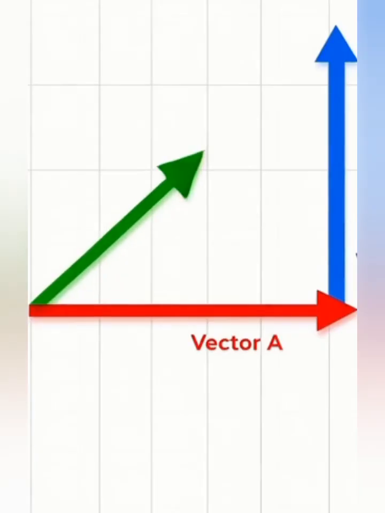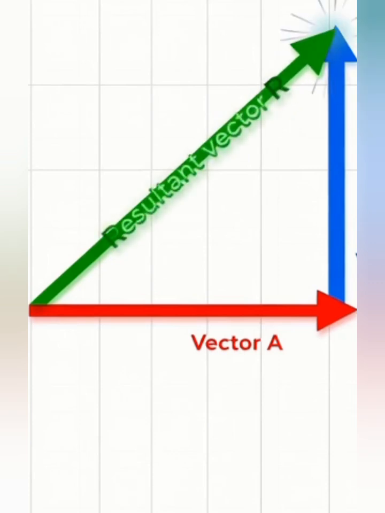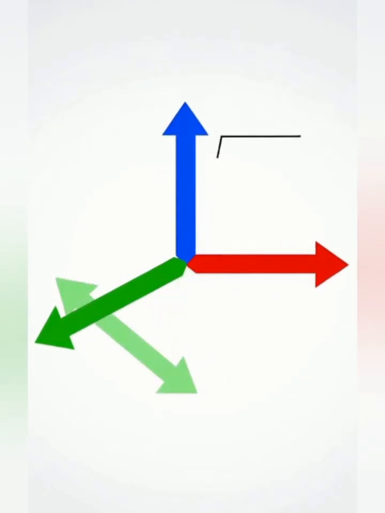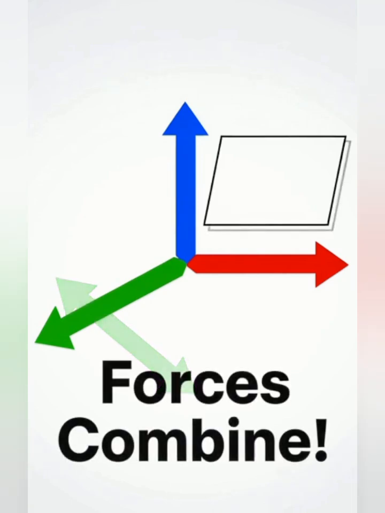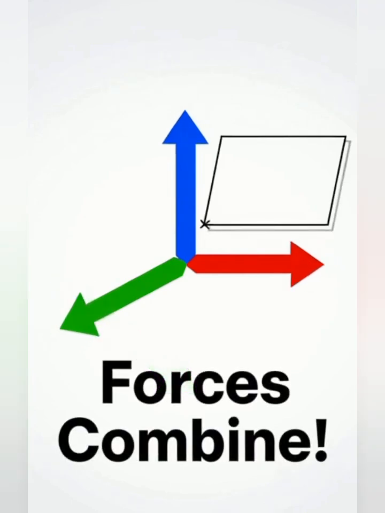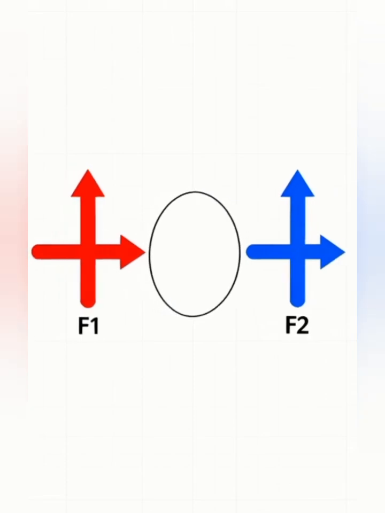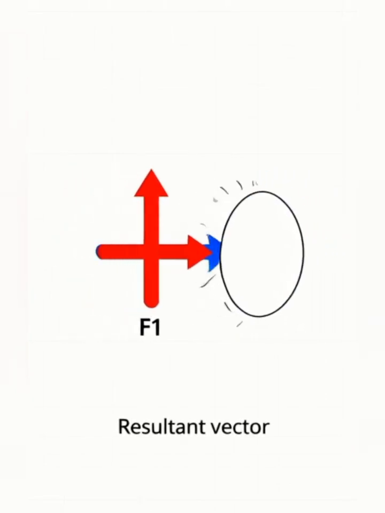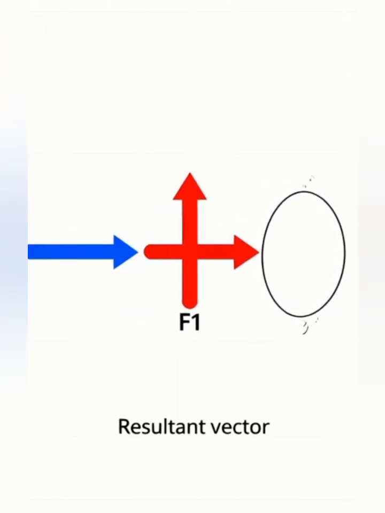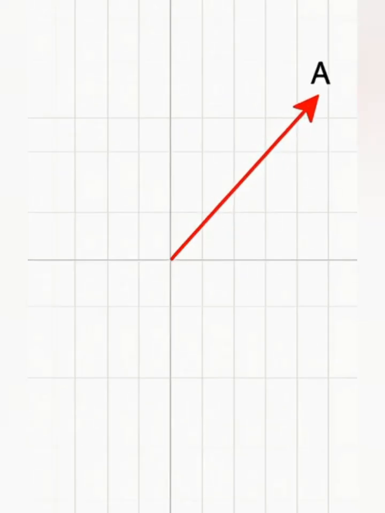A resultant vector is the single vector that shows the combined effect of two or more vectors acting together. So when multiple forces, velocities, or displacements act at the same time, they don't fight, they combine. If two forces pull in different directions, the object moves in a completely new direction, determined by the resultant vector. And yes, it has both magnitude and direction.